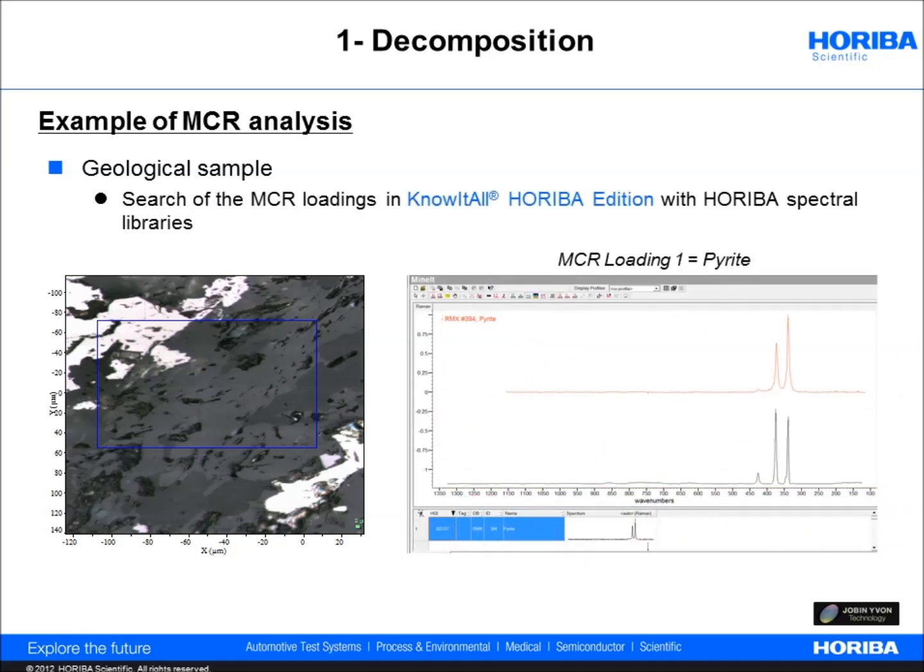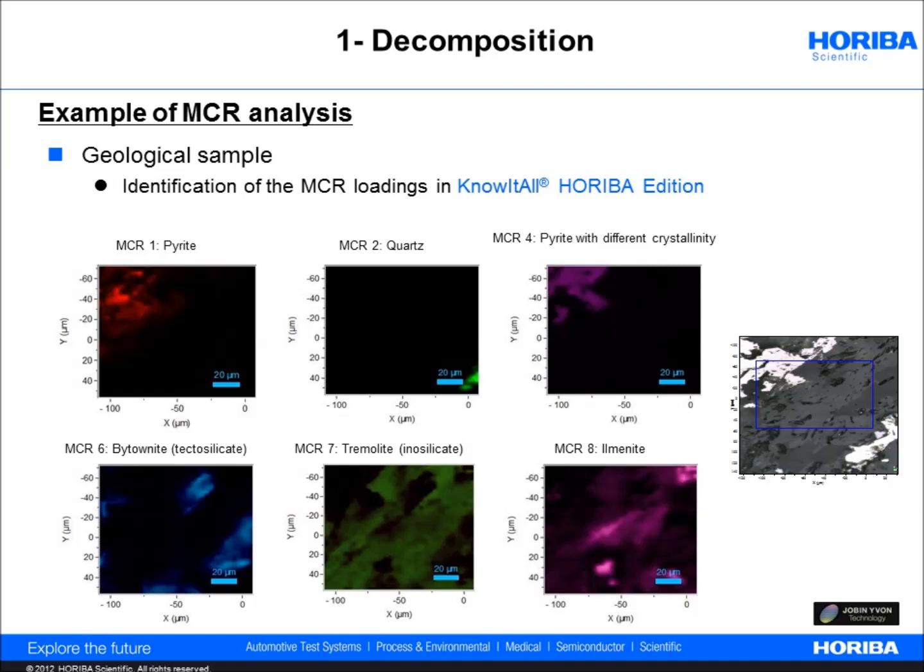The MCR loading 1 is identified as pyrite after library search using the KnowItAll package. In a similar way, most of the MCR loadings were identified using the spectral library search: quartz, ilmenite, as well as tectosilicate and inosilicate forms. One question remains, however, open. What is the correct number of components to keep?